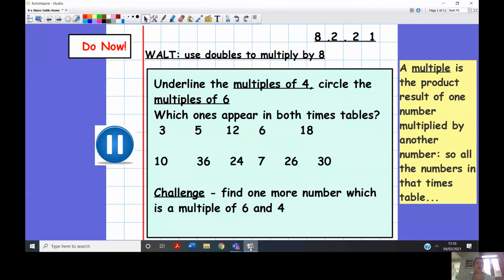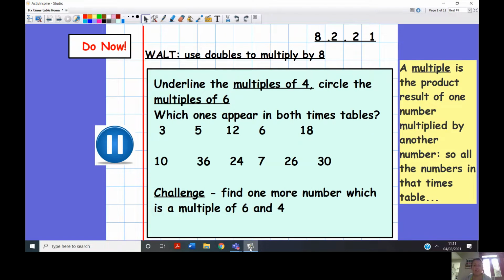So there we go. Right. Your do now is you are going to underline the multiples of 4 and circle the multiples of 6. Now remember, a multiple is the product result, so the answer of one number multiplied by another. So all the numbers in that times table. Remember our example. A multiple of 2 is 14 because 7 groups of 2, 7 times 2 is equal to 14. Then your challenge is to find another number which is a multiple of both 6 and 4.